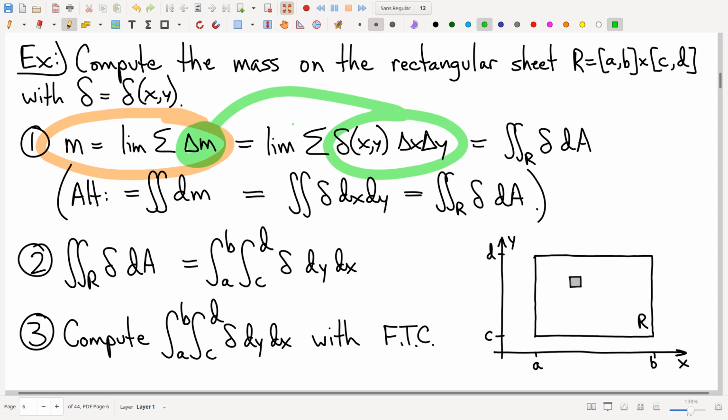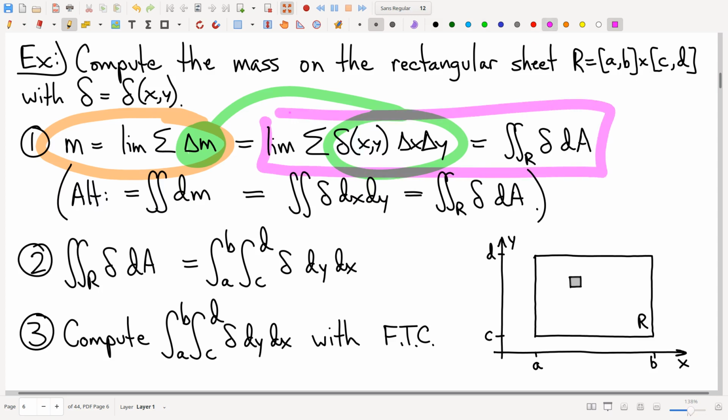On any given piece, mass is mass per unit area times area. Again, that's a perfect fit. That's what mass per unit area was made for. Mass per unit area was made to be multiplied by area, to be interpreted then as mass. Nothing to it. Then we recognize that, wow, look at that. That's exactly the definition of a double integral.